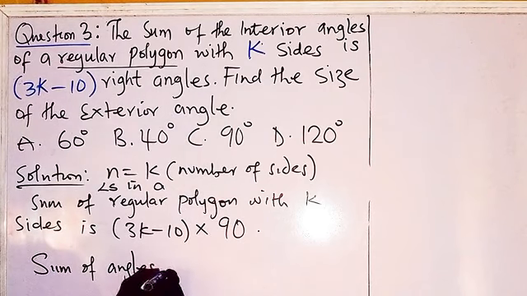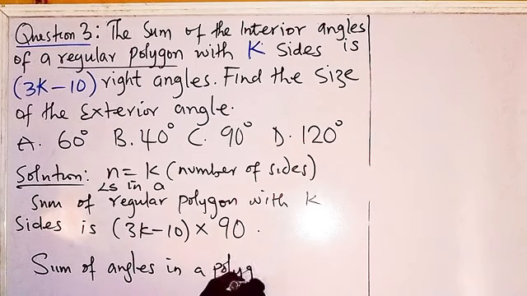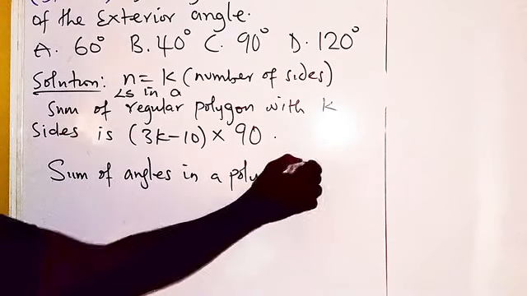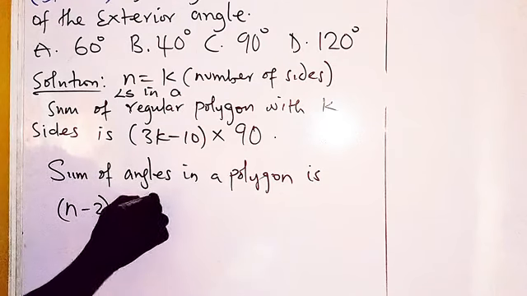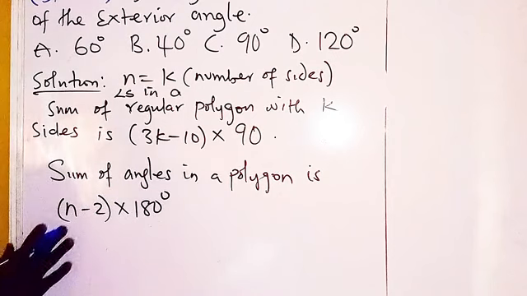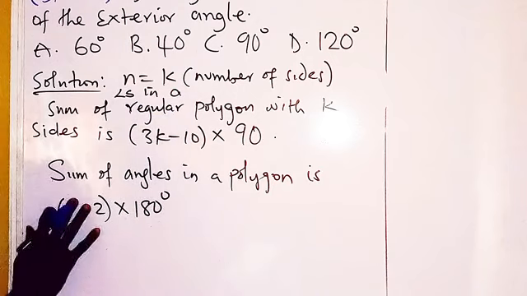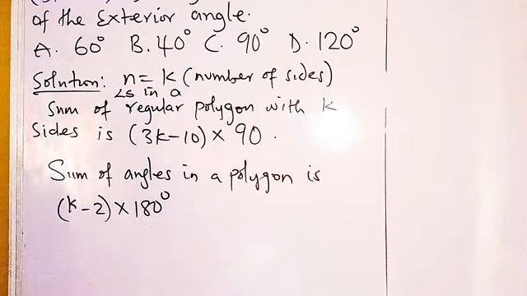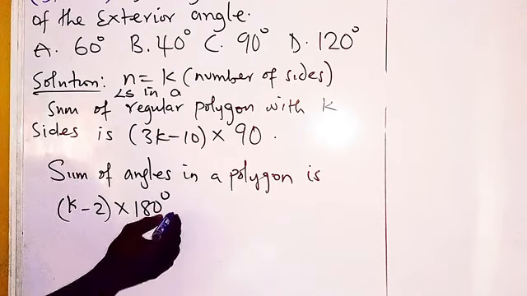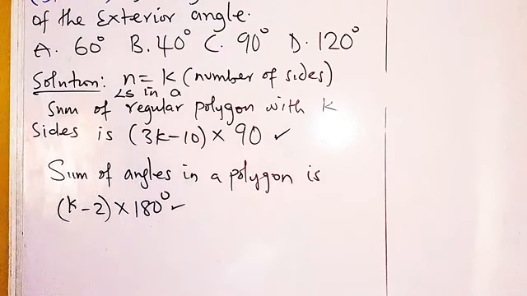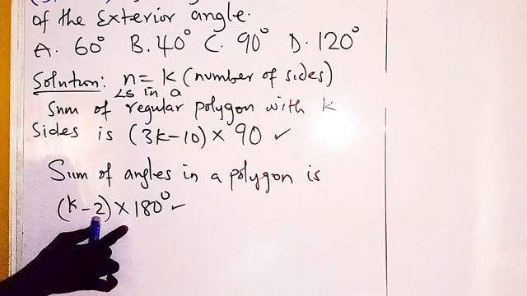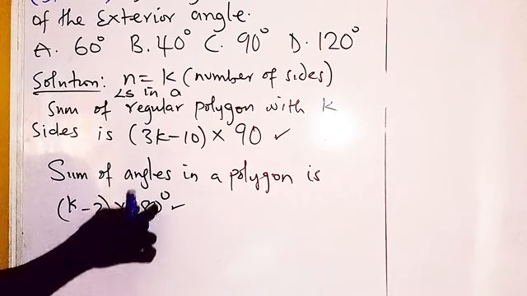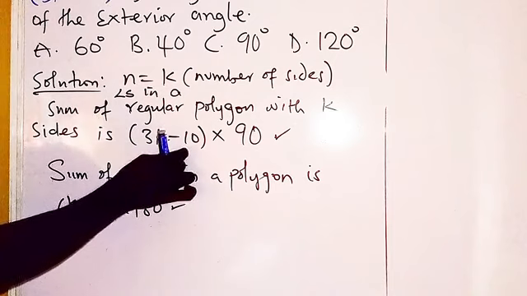But generally, the sum of angles in a polygon is n minus 2 times 180 degrees. But we've already said n should be replaced by k, so we don't need to put n here. We have k. This is the general. So therefore, what we are going to do now is that we need to equate this and this together, since they are all the same thing. Generally, if you want to find this, this is the formula we are going to use: k minus 2 multiplied by 180. And we have the particular, this is 3k minus 10 multiplied by 90.